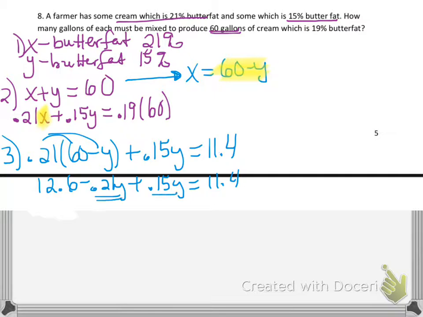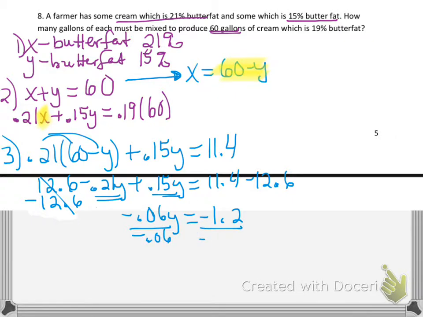Combine your y's, and that's going to become negative 0.06y. If at any point you feel like I'm going too fast, please just pause the video and try it on your own, and then come back and check. I'm going to subtract 12.6 on both sides. So then I end up with negative 1.2, and then divide by negative 0.06. So y equals 20 gallons, finally.